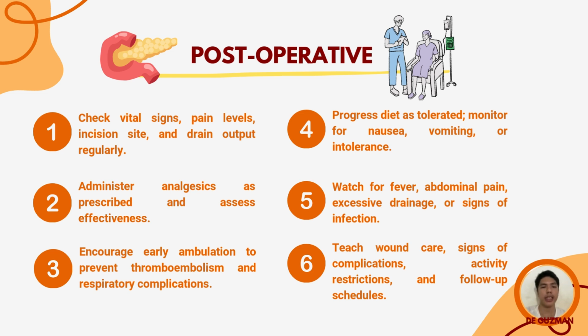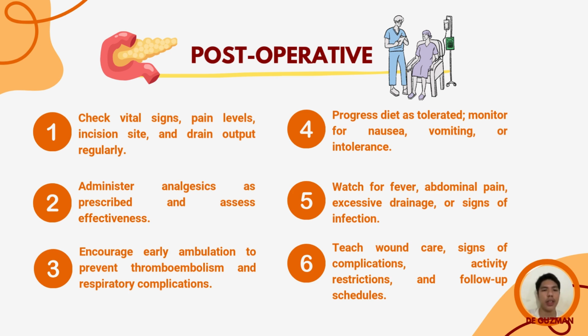Second is pain management. Administer pain medication as prescribed and evaluate its effectiveness. Adjust the pain control strategies as needed to ensure that the patient is at ease. Third is early ambulation. Encourage the patient to start moving as soon as possible. Walking helps prevent blood clots, or what they call thromboembolism, and it also improves breathing to avoid respiratory complications.